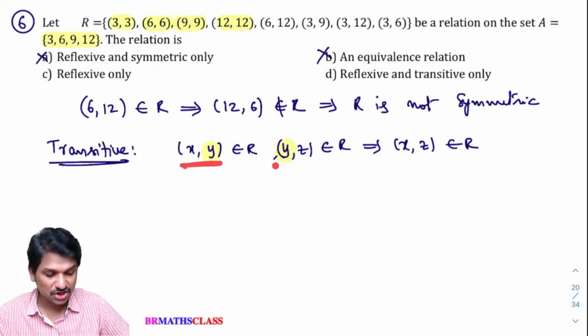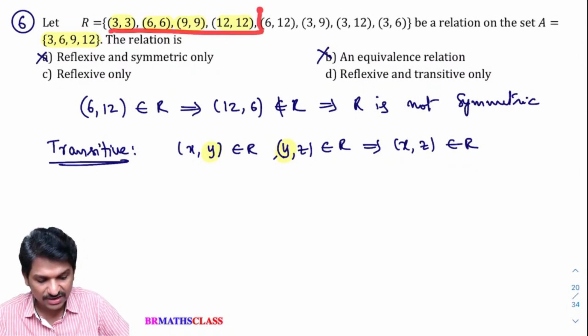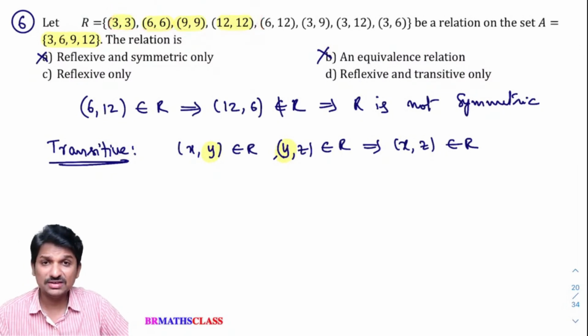We need to take such an ordered pair x comma y, y comma z, then we look for whether x comma z belongs to the relation or not. Transitive relation, how to check? Listen to this carefully. Here, no need of these elements. Don't consider these elements while checking the transitive property. I'll tell you why.